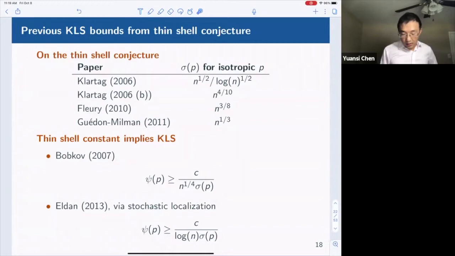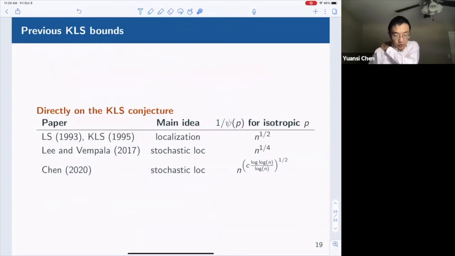So the thin shell constant implies the KLS constant. As we explained, Eldan in 2013, using stochastic localization, showed that they are close up to a log n factor. Actually, there was previous work by Bobkov in 2007 where they were close up to an n to the 1/4 factor. This is improved. So now we know that all these thin shell bounds can be directly translated to KLS bounds. There are also papers trying to prove the KLS conjecture directly.